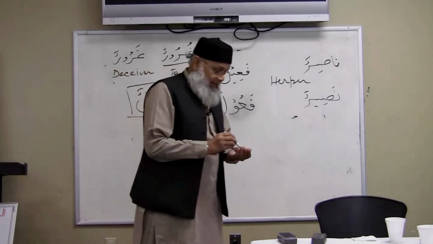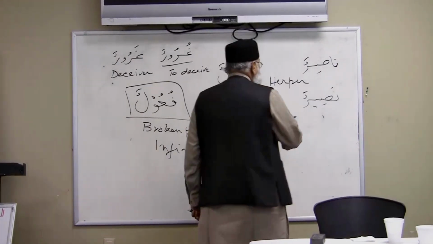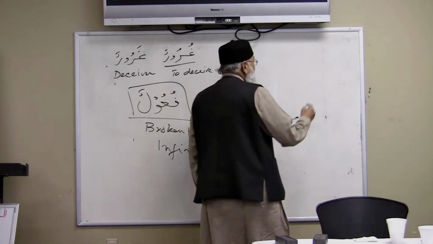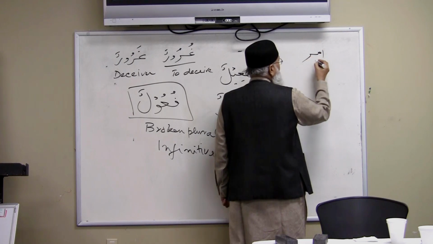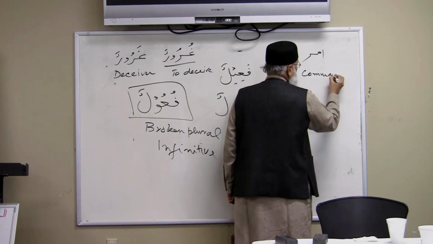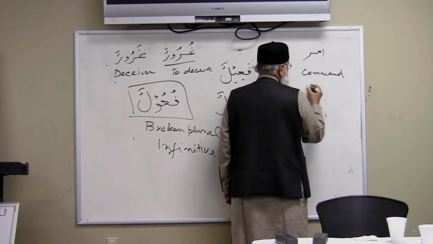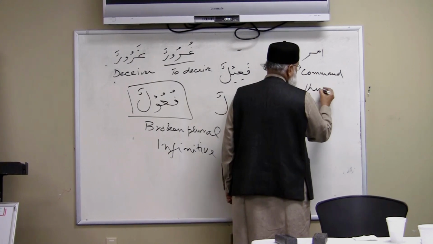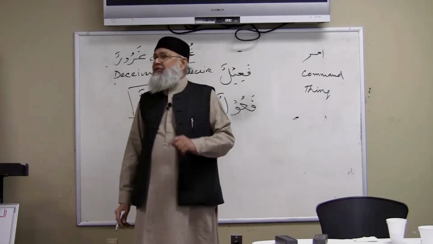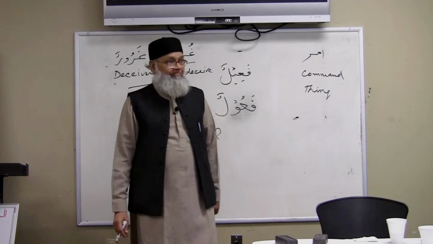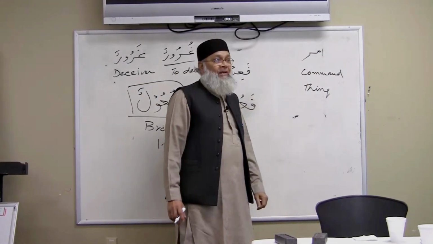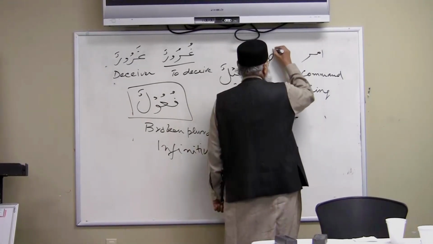I give you another example. I think you'll understand better. Amr means command. Amr has got many meanings. Amr means thing, work, issue. When it is issue, the plural would be umur. When it is command, the plural will be awamir. Then amr is decision also.